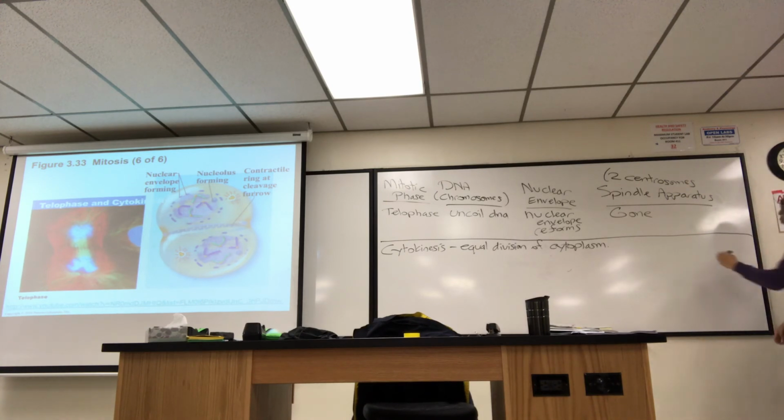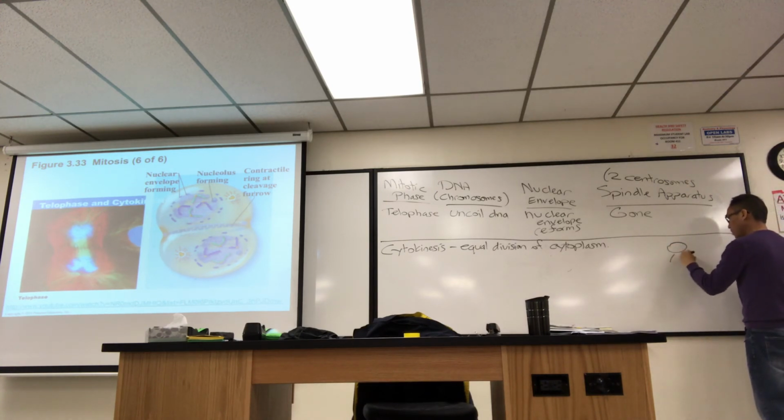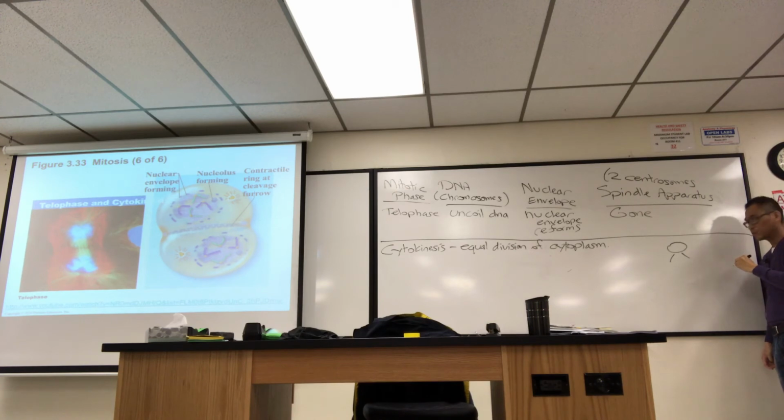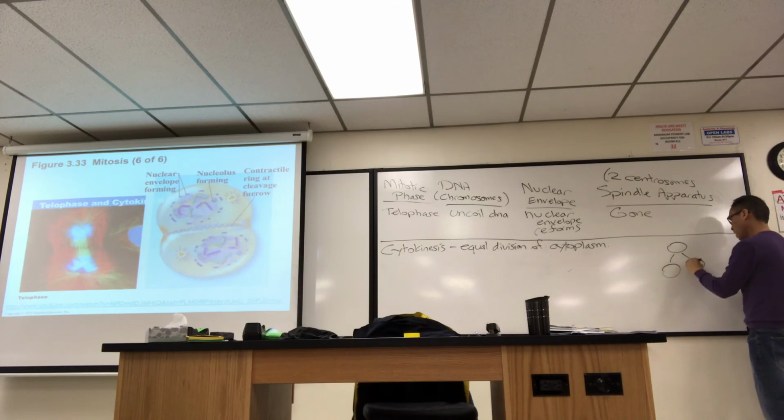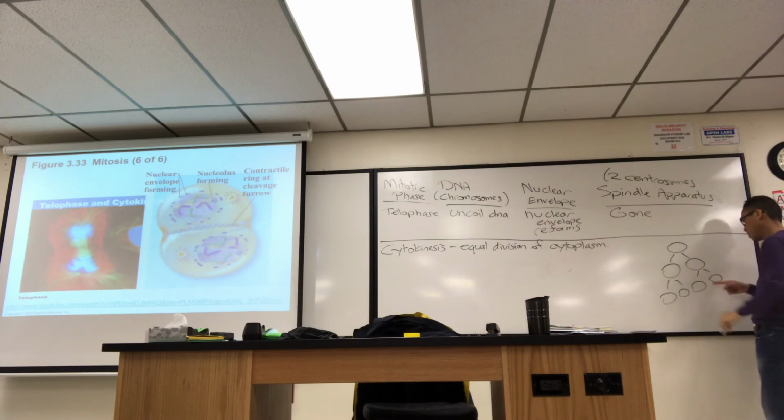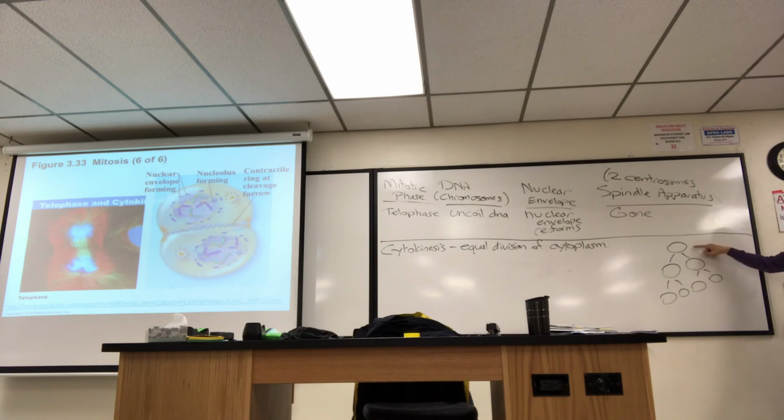So for example, if you have one cell and it goes through mitosis, how many cells are you going to get? 2. That wasn't a hard question. And if these 2 divide, how many are you going to get? 4. And really, each of the 4 should be the same as the top one.